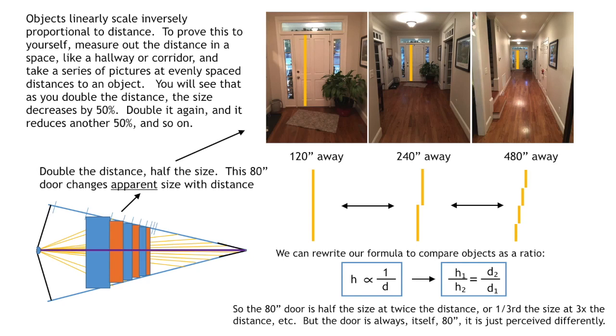Again, we can rewrite our formula to compare objects as a ratio. So with our height inversely proportional to the distance, we can rewrite as height 1 over height 2 is equal to distance 2 over distance 1. That's just comparing two object heights with two distances to one another. So the 80-inch door is half the size at twice the distance, or 1/3 the size at 3 times the distance, and so forth. But the door is always itself 80 inches. It's just perceived differently. This may seem like a trivial point, but it's important.